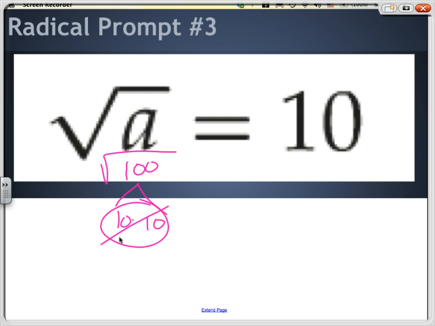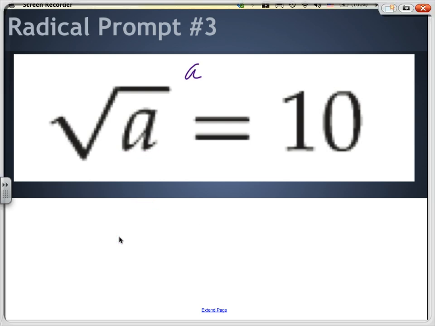So my next question is, can A be negative 100? Will that work? Okay, let's go ahead and test it out. If A is negative 100, that means inside here, you will have negative 100. If you take the square root of negative 100, what can you get?